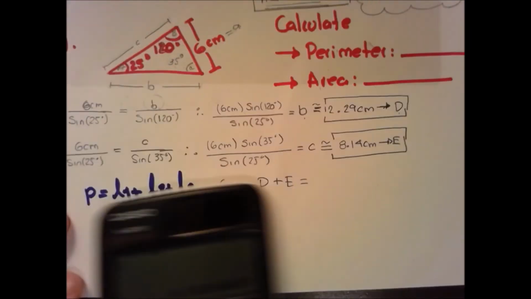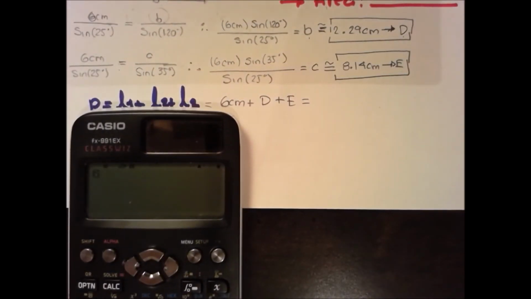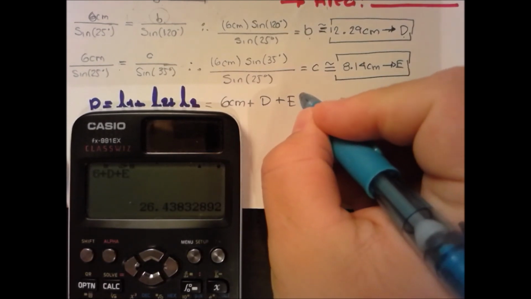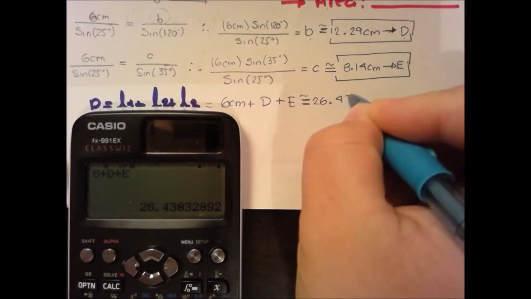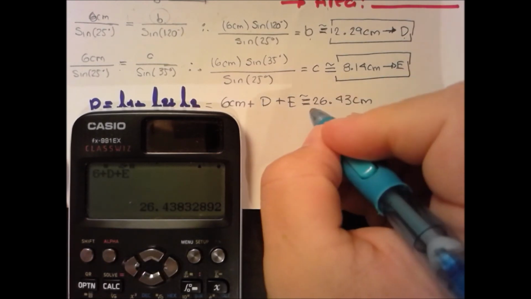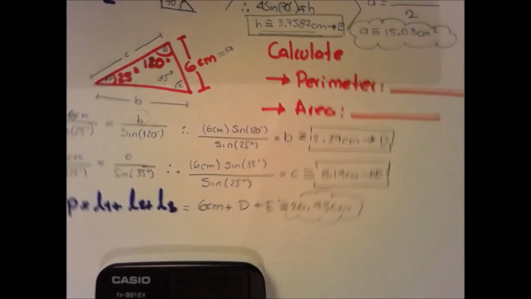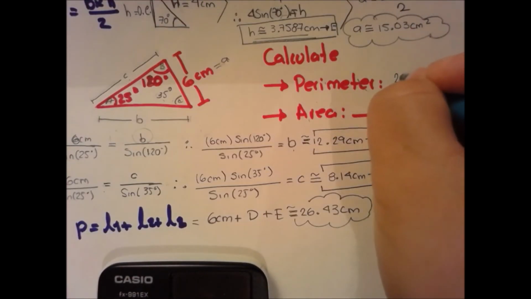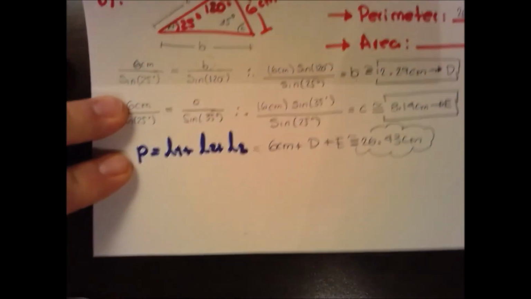Okay, so I'm going to use the calculator. I'm going to say 6 plus alpha D plus alpha E. Okay, and this is going to be approximately equal to 25.43 centimeters, and this is going to be the perimeter of the triangle. I'm going to use it over here. Okay, and I'm going to continue with the other one.